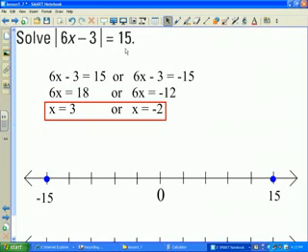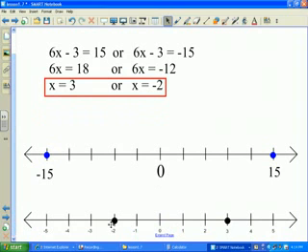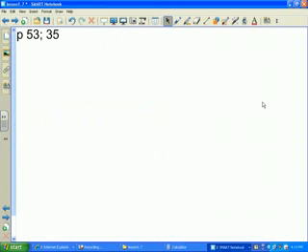So when I remove the absolute value bars, I set up two separate equations connected by the conjunction or. 6x minus 3 equals 15, or 6x minus 3 equals negative 15. I solve each of those equations, get the two solutions to the absolute value equation. These are the algebraic solutions. The geometric or graphic solutions would be indicated here, -2 or +3. Pause this presentation and try number 35 on page 53.